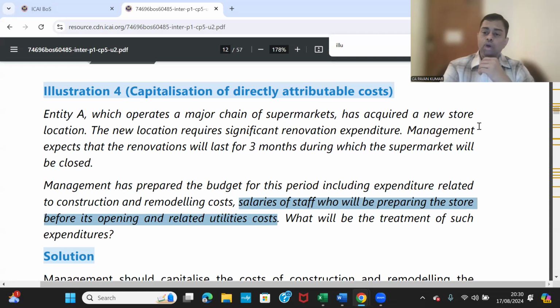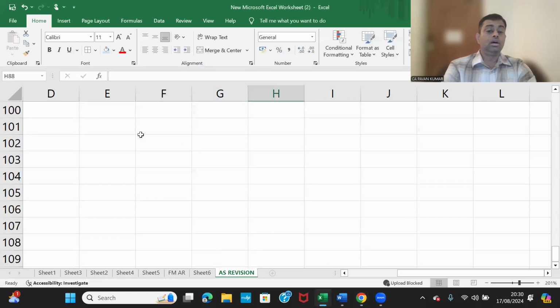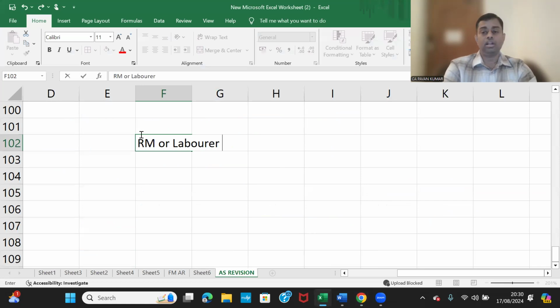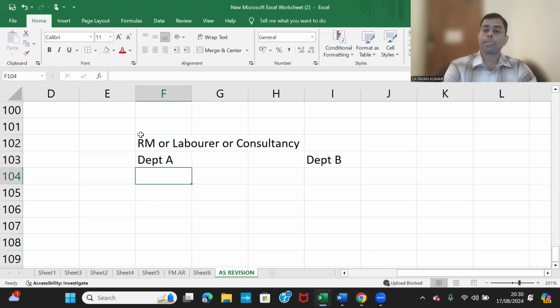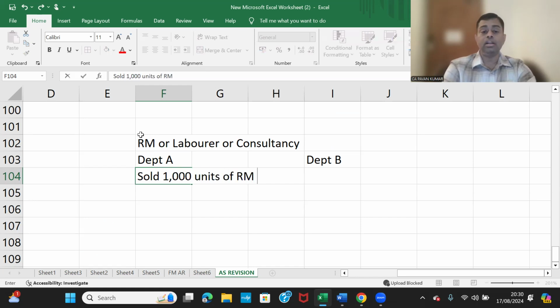Now, Mariette is asking what internal transfer price? Mariette, see, raw material or laborer or some consultancy. So there are two departments, Department A, Department B. Both of them are in the same company. One is the construction department, one is the engineering department. Okay, so Department A sold 1,000 units of raw material to Department B. Internal transferring. Internal transfer.